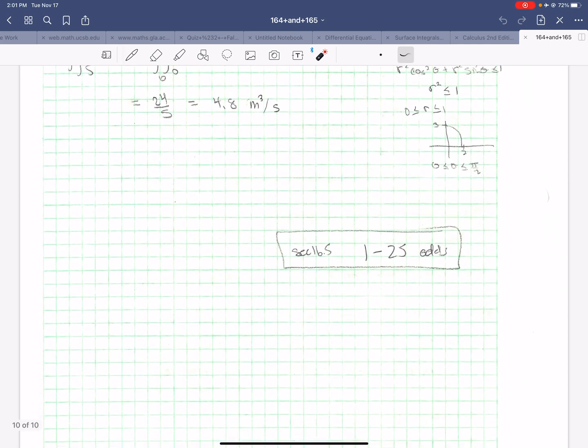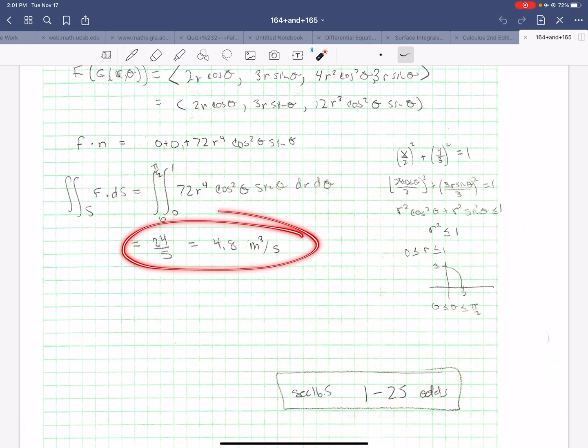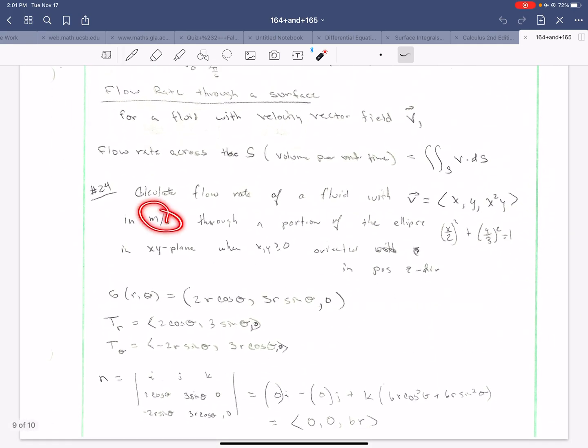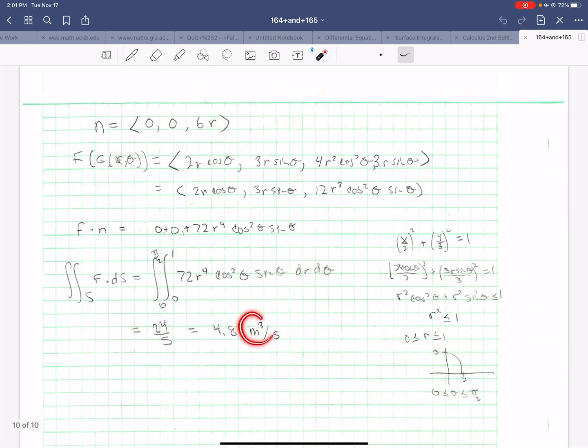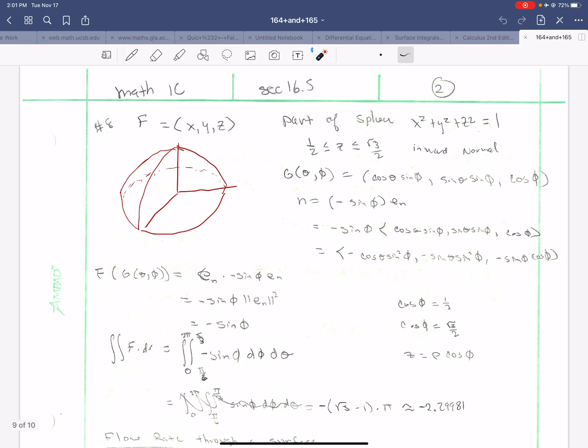And when you work that out, I cheated in the integration, but there's what you get. And because there were units in here, meters per second, and this is a volume, a total volume per unit time, then it should be meters cubed per second in there. And so there you have it. That is where this comes from.